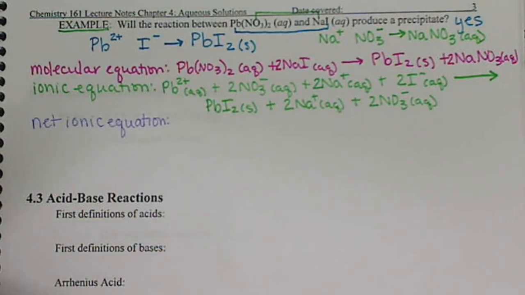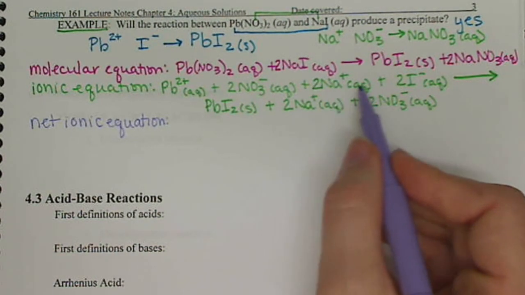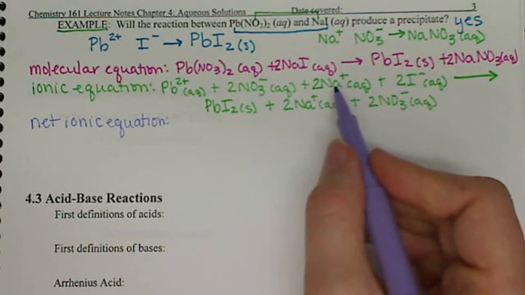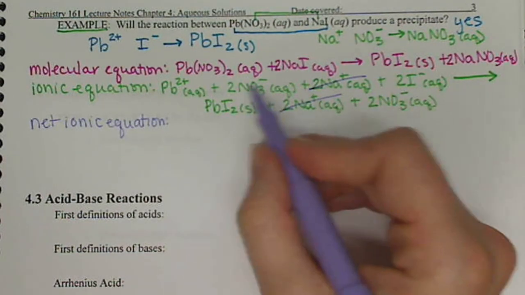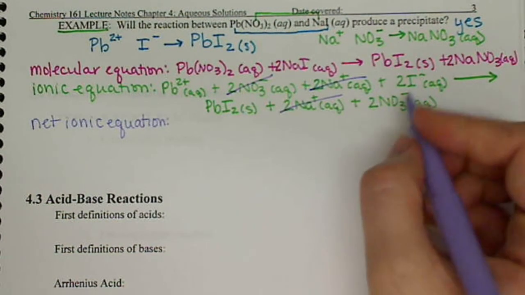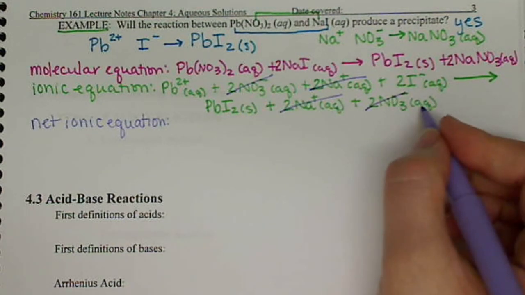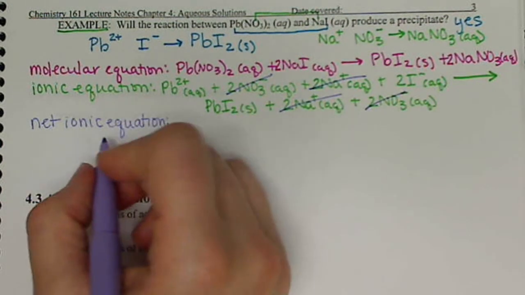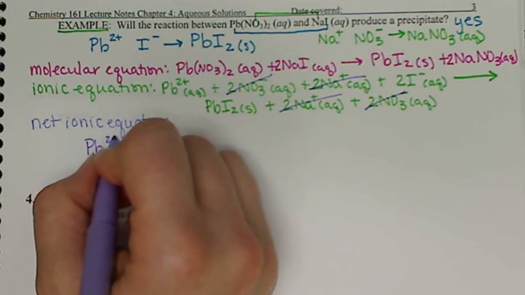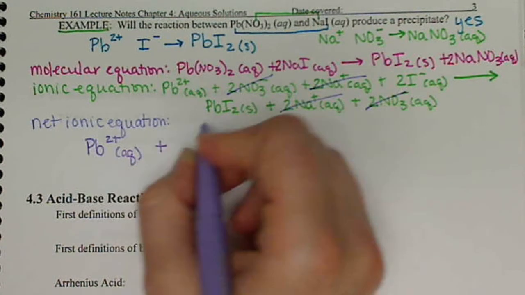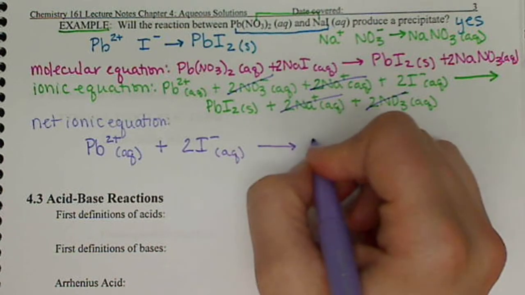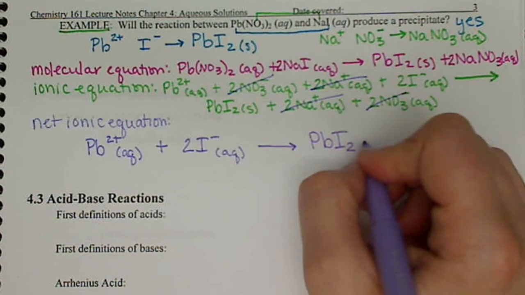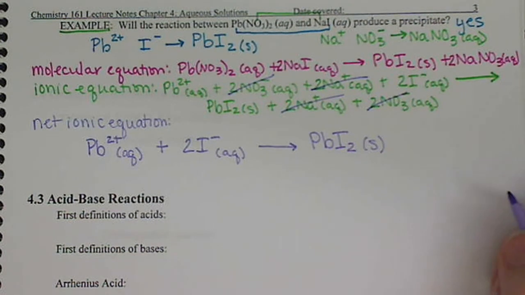To get my net ionic equation, I eliminate my spectator ions. So I see I have 2 sodium ions aqueous, 2 sodium ions aqueous, one's a reactant, one's a product. Doesn't change, so that's a spectator. Same thing here, we have 2 nitrates aqueous in our reactants, 2 nitrates aqueous in our products, so those get eliminated. So our net ionic equation is going to be Pb2+ aqueous plus 2I- aqueous goes to form PbI2 as a solid.